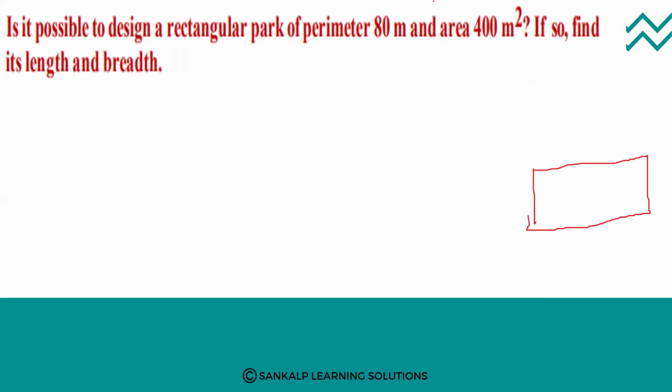So perimeter they have given, the perimeter of the park. Perimeter means what? Outer boundary of the rectangle. So this we call the perimeter of the rectangular park. That is 80 meter they have given. And area. Area means what? Inside part of the garden. That is 400 meters square. If so, find its length and breadth.